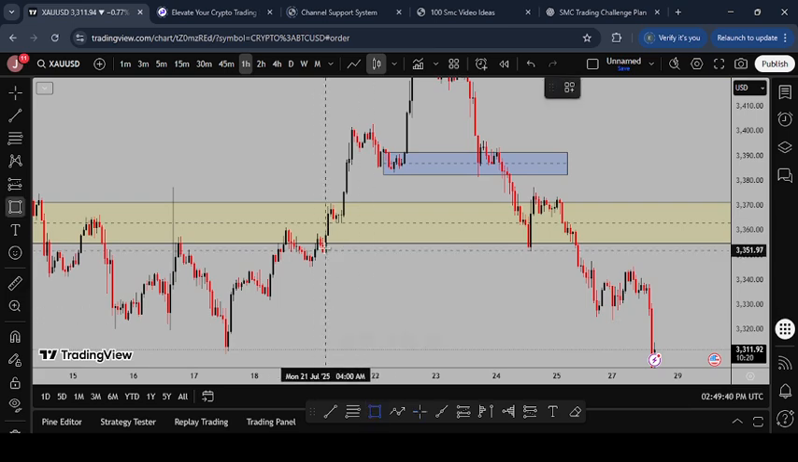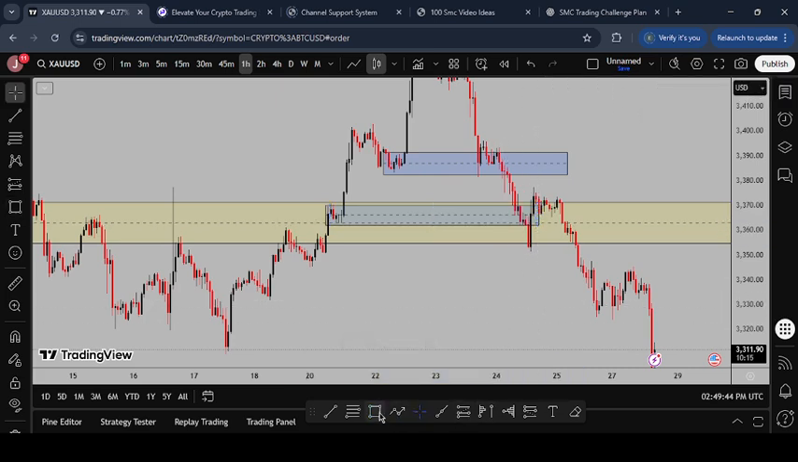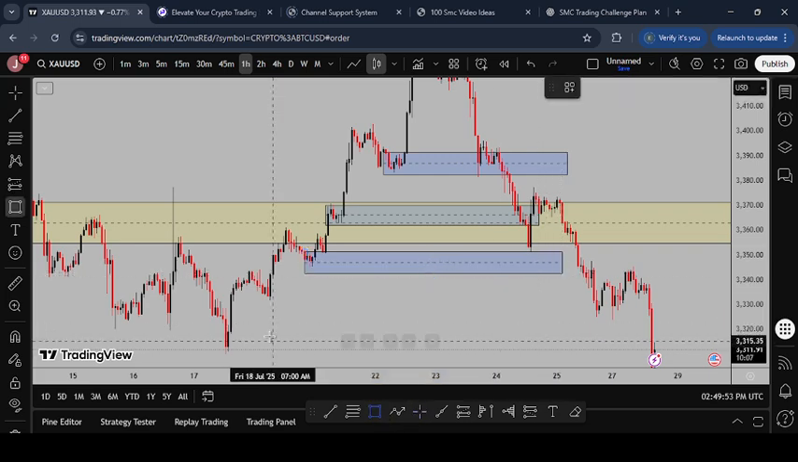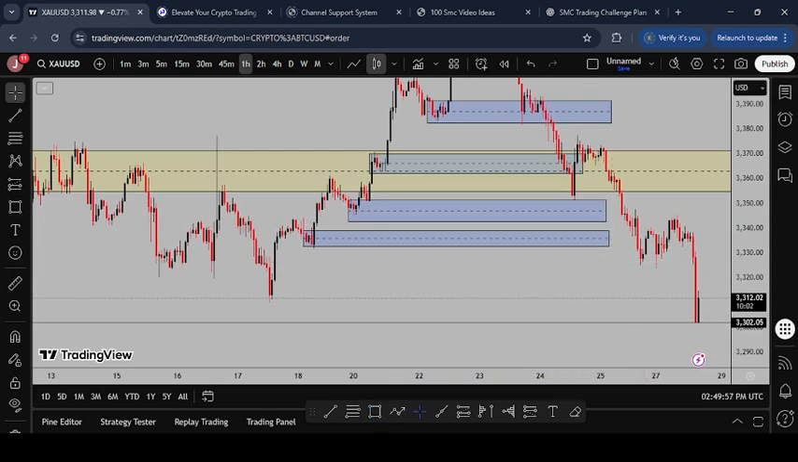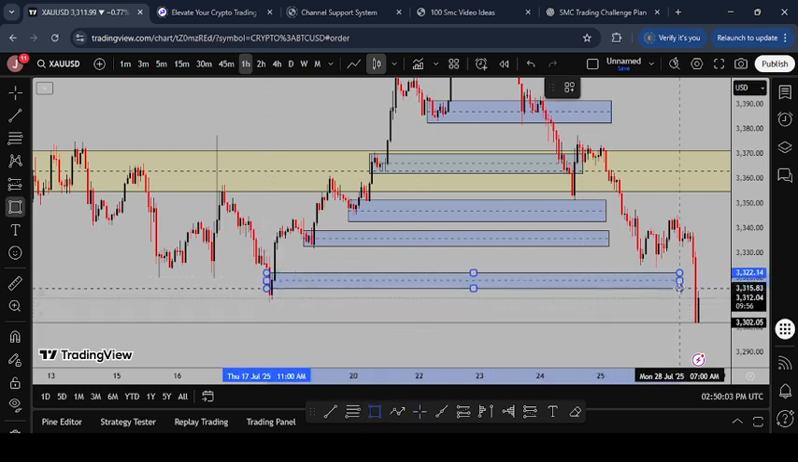This other place, there was an impulsive move also. It's a demand. This other place also, an impulsive move here. It's a demand zone. Here is also a demand zone. Here is also a demand zone with fair value gap and everything. Very, very clear.